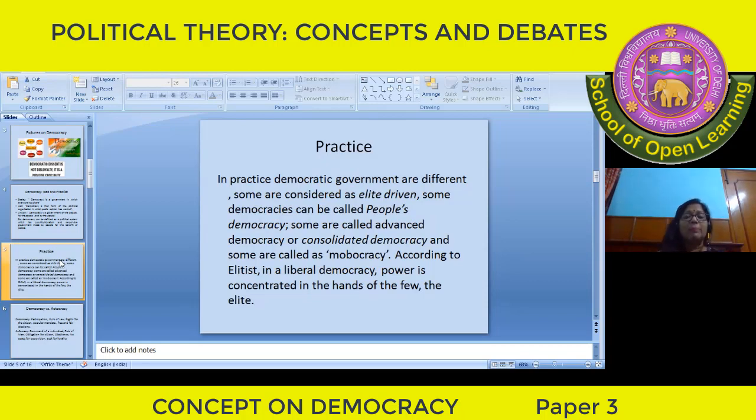For example, if you compare Britain and India, then Britain is a much more advanced and consolidated democracy because their tolerance is there. So according to elitists, in liberal democracy, power is concentrated in the hands of the few, the elite.